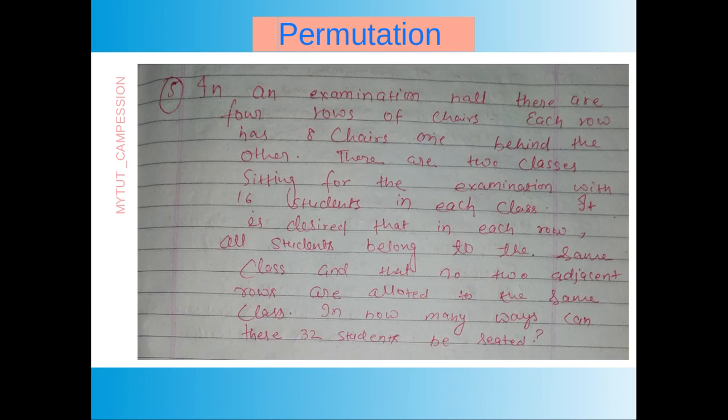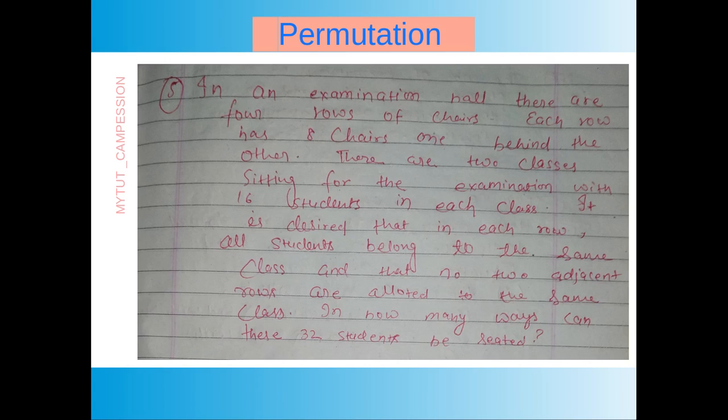Now the fifth question is, this is for your homework also. In an examination hall, there are 4 rows of chairs. Each row has 8 chairs, one behind the other. There are 2 classes sitting for the examination with 16 students in each class. It is desired that in each row, all students belong to the same class and that no 2 adjacent rows are allotted to the same class. In how many ways can these 32 students be seated?